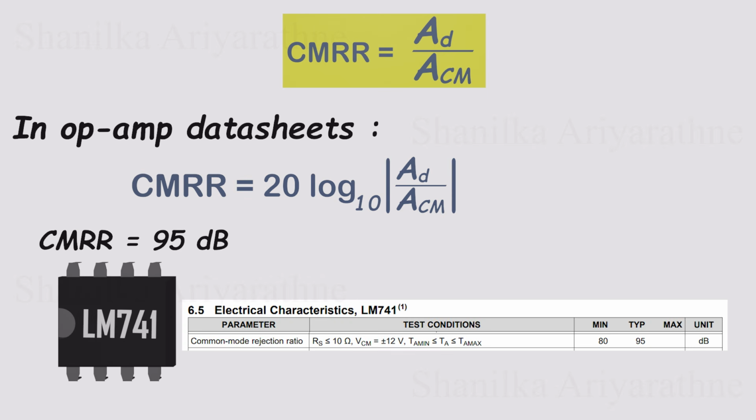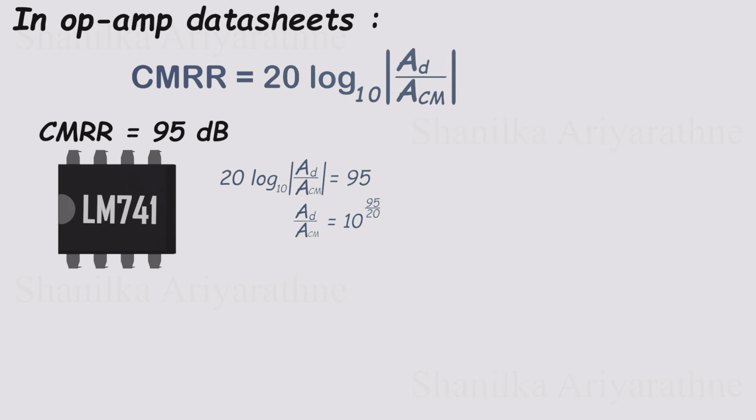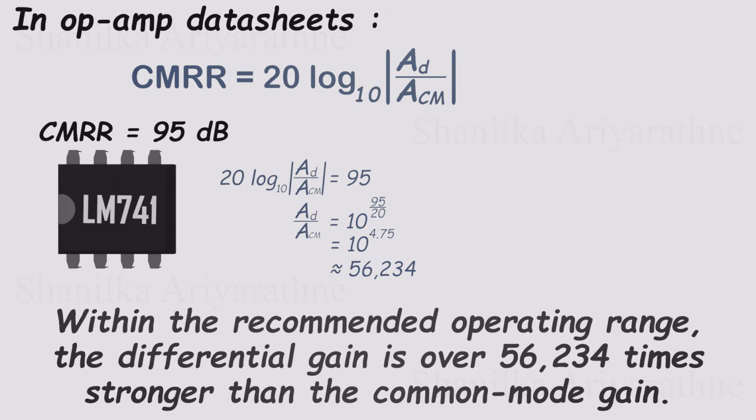Take the LM741 as an example. Its datasheet lists the typical CMRR as 95 decibels. If we convert that back into a plain ratio, it comes out to about 56,234. That means, within the recommended operating range, the differential gain is over 56,000 times stronger than the common mode gain. Pretty impressive. But here's the catch.